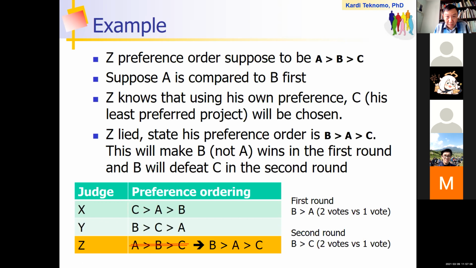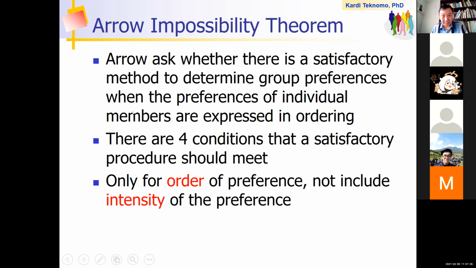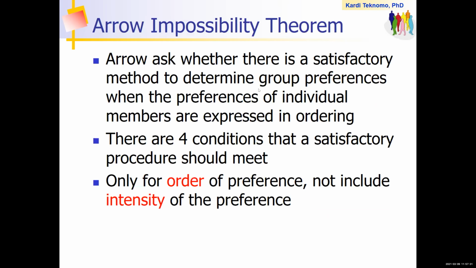So in the group decision, when you use preferential order, there is actually a possibility that if you delay your decision and listen first, the one that you want to win can win. Arrow is the name of a person. Arrow asks whether there is a satisfactory method to determine a group preference when the preferences of individual members are expressed in ordering, like that previous example.